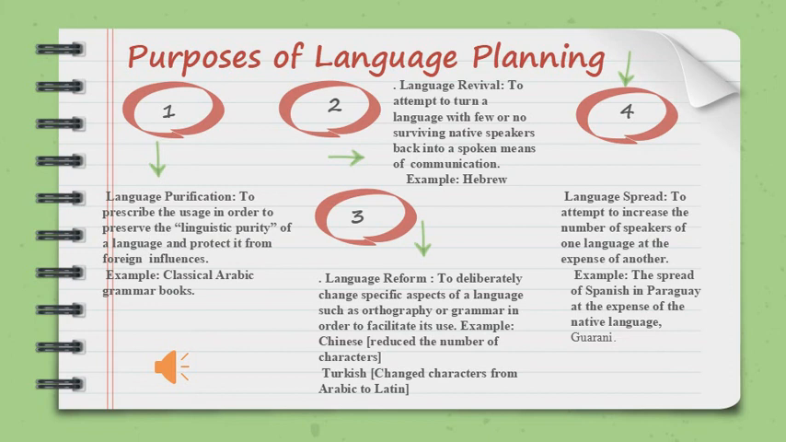3. Language reform is to deliberately change specific aspects of a language, such as orthography or grammar, in order to facilitate its use. The example of this is Chinese, which reduced the number of characters, and Turkish, which changed the character from Arabic to Latin. Number 4. Language spread is to attempt to increase the number of speakers of one language at the expense of another. The example is the spread of Spanish in Paraguay at the expense of the native language Guarani.